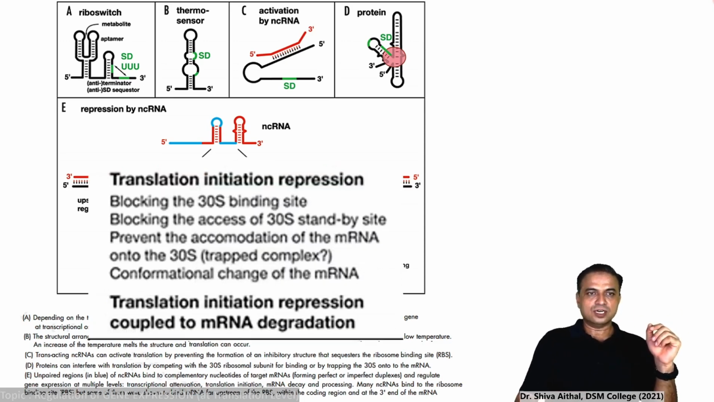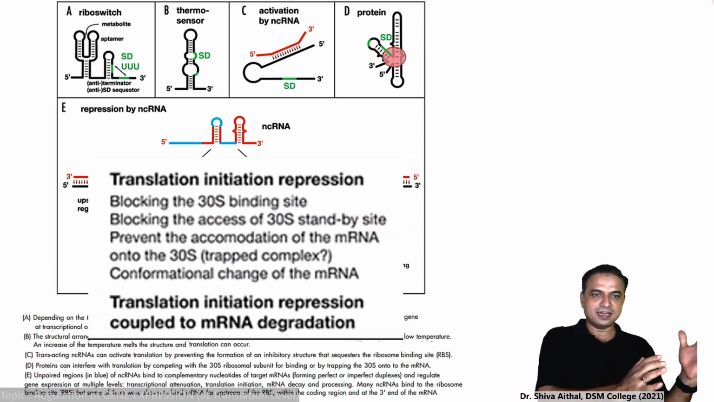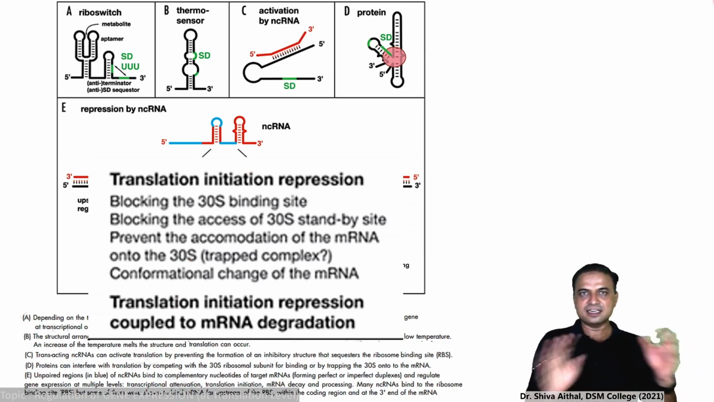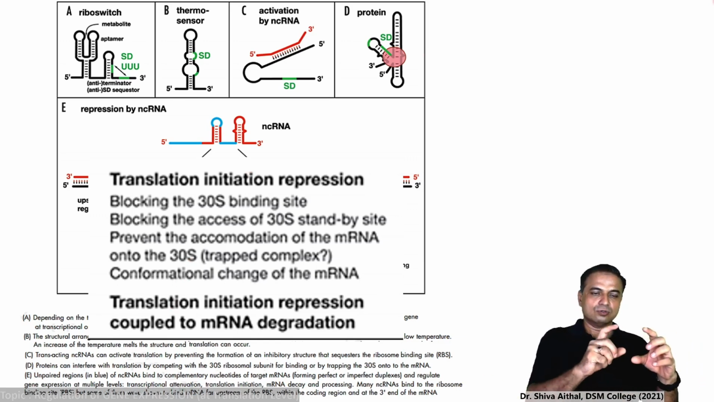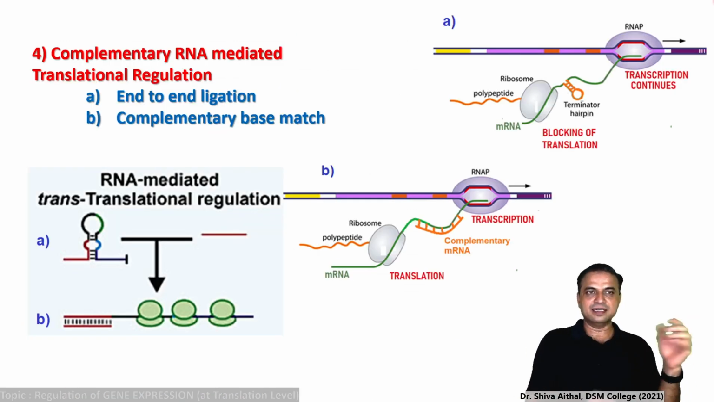Now the part which I would like to show here is that translational initiation repression is the most important step followed by bacteria. That is blocking the 30S binding site, blocking the access of the 30S site by preventing the 50S from binding, by repression. So this is one area, and the second area is degradation of mRNA. So either the initiation is blocked or the mRNA is completely degraded.